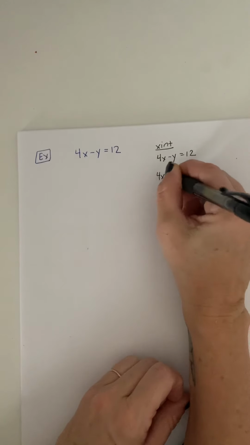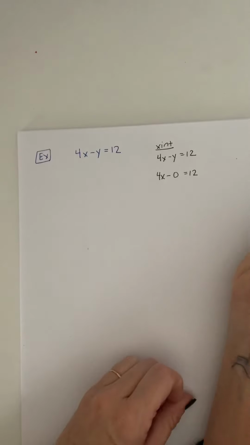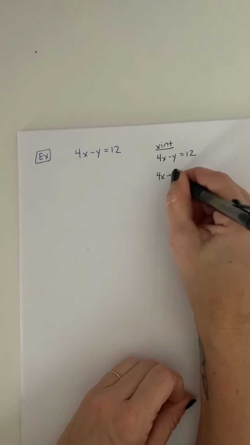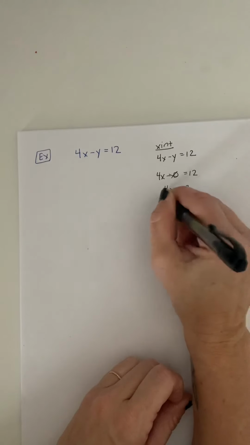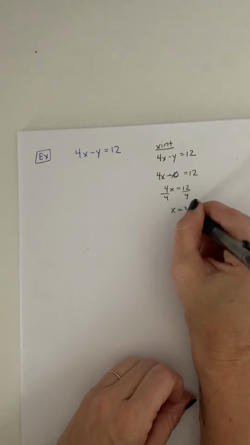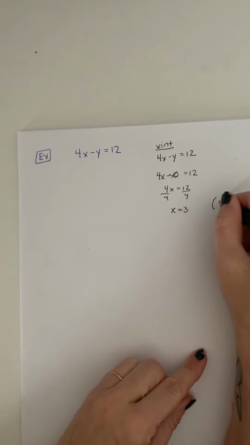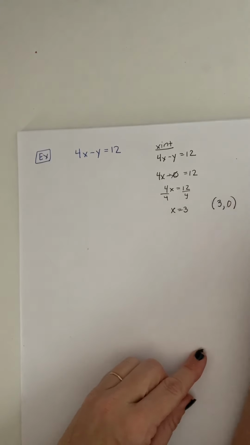So 4x minus 0 equals 12. That's gone. So 4x equals 12. Divide both sides by 4, and we get x equals 3. Okay, x-intercept. The 3 comes first, it's the x. The 0 is the y.